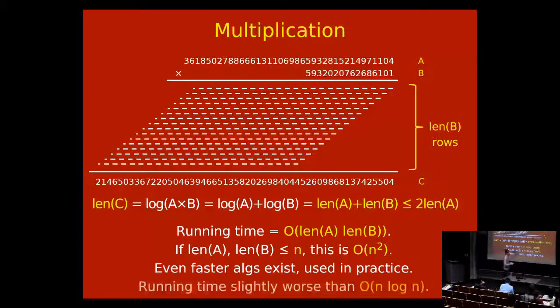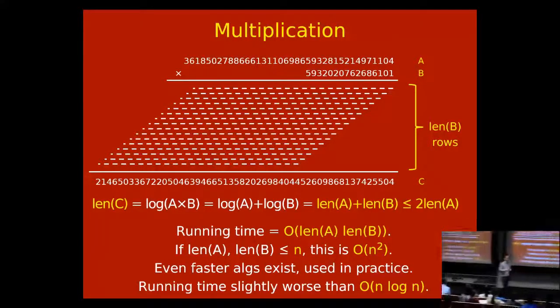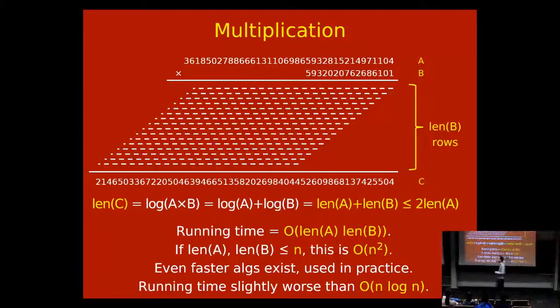But anyway, if you use any of these and give them two 10,000-digit numbers to multiply, they won't do this. So that'd be like 100 million steps. They'll use the faster algorithms that run in time roughly n log n. It's a little bit slower, but basically n log n.